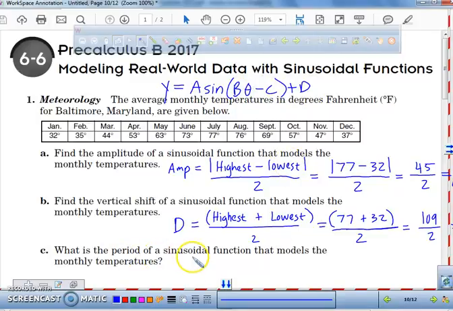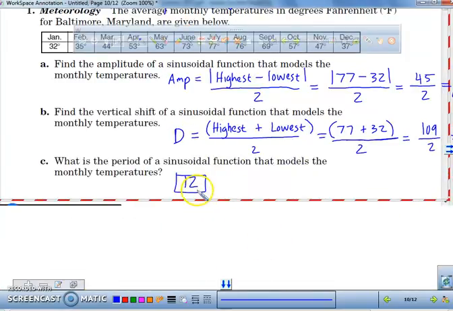What is the period of the sinusoidal function that models the monthly temperatures? Well, how many months do we have? 12. So the period, everybody, is 12. I know that was really difficult, huh? Now listen, that's not the answer to B, because what's the formula for the period? The period is 2 pi over B, and we have to set it equal to 12 over 1, because our period is 12 months.